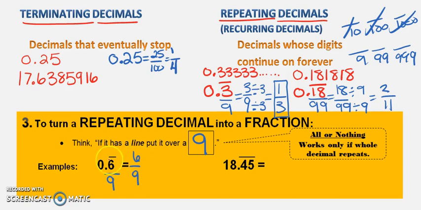So let's think of numbers that go into 6. 1, 2, 3 goes into it, not 4 or 5. 6 goes in. So let's see, do any of these also go into 9? 6 is too big. Oh, look, 3 goes into both 6 and also 9. So let's divide both by 3. 6 divided by 3 equals 2, and 9 divided by 3 equals 3. So 2/3 is equal to 6/9, or 0.6 repeating.